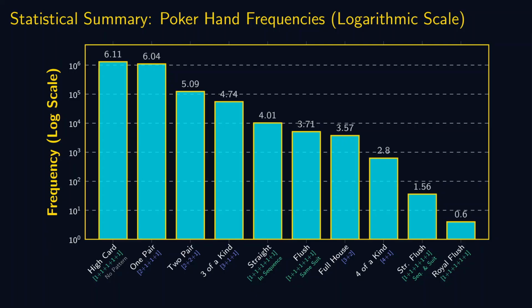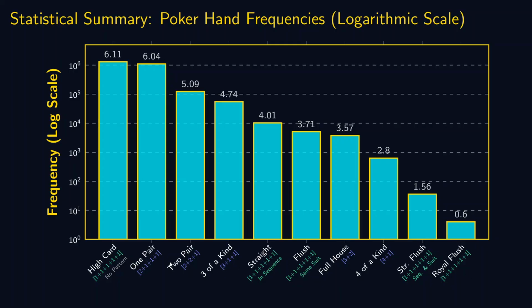High card has over 1 million hands. Royal flush has 4. If you tried to plot both of those on a regular scale where royal flush was even visible, high card would shoot off the chart entirely. The logarithmic scale compresses the enormous range into something we can actually see and compare. Let us read through the values from left to right, from the most common hand to the rarest.